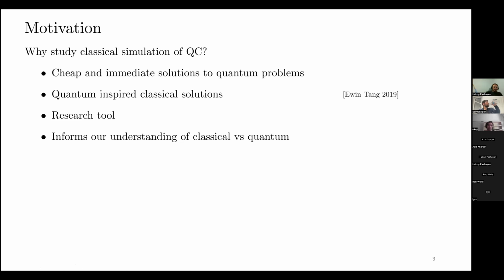Of course, a big motivating problem is that it's an incredibly valuable research tool. So something like the stabilizer formalism is the bread and butter of a lot of what we do in quantum information. Our understanding of entanglement theory and all sorts of stuff, these techniques are very important for us as researchers. But something that's motivated me and perhaps motivated some of you is that studying classical simulation helps inform our understanding of the divide between classical and quantum. And I think this is a really interesting aspect.